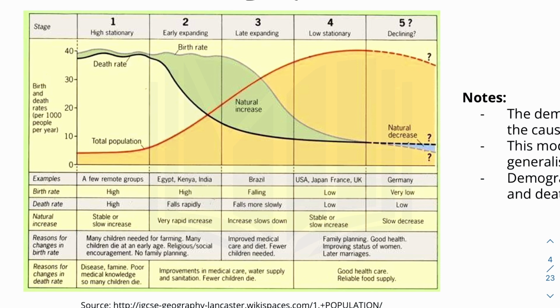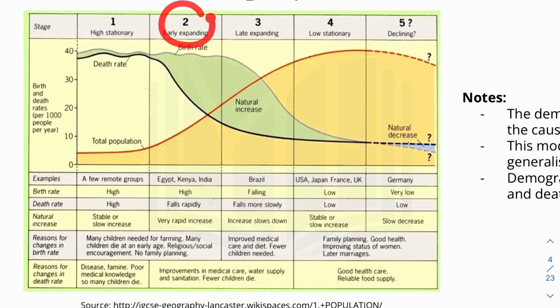And this is due to the birth rate and death rate. Looking at these 2 lines right here, the birth rate line is shown in light blue, and the death rate is shown in black or dark blue. You can see that at the start, at stage 1, birth rate and death rate are almost similar, but birth rate is slightly higher than death rate, which means that the population increases slightly, but not that much.